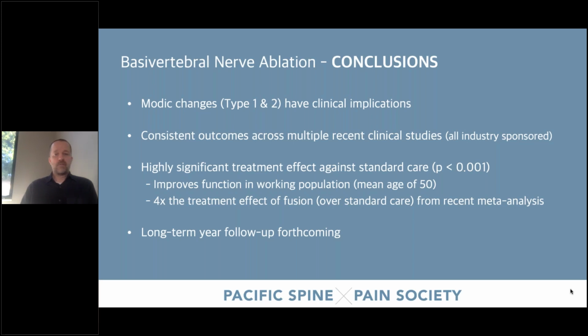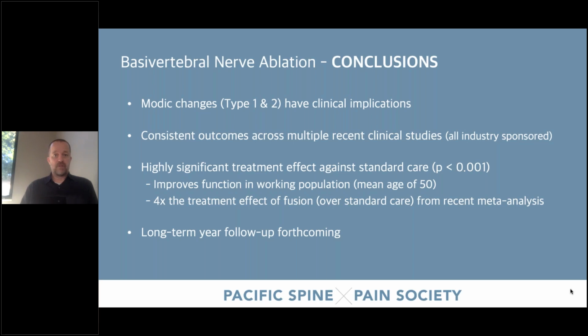So in conclusion, basivertebral nerve ablation appears to be a promising therapy for a sub-cohort of patients with chronic low back pain. This is a very well-defined cohort of patients who do not have other sources of back pain and have Modic type 1 or 2 changes in the lumbar spine from L3 to S1.